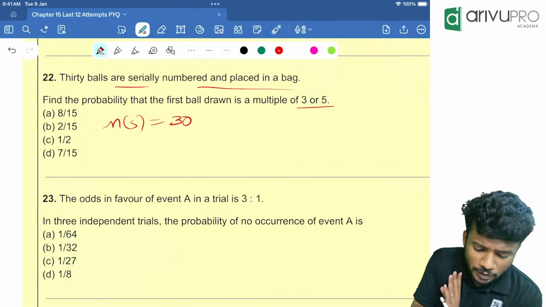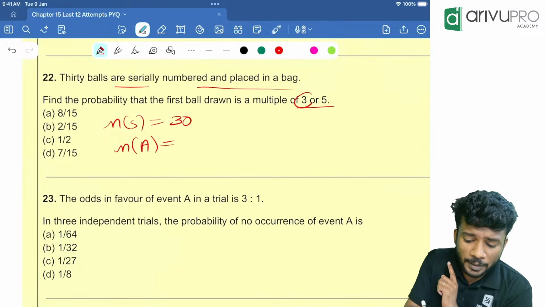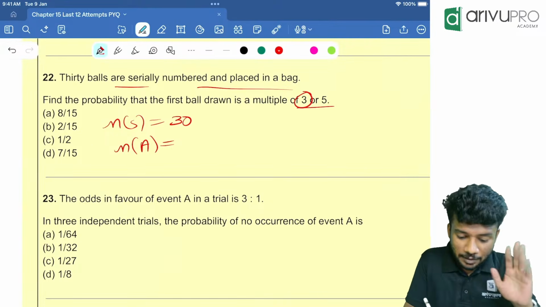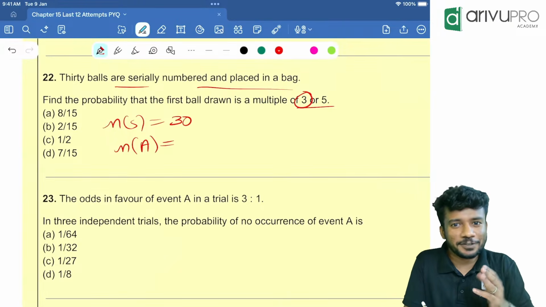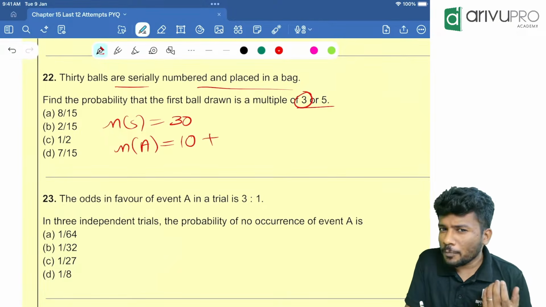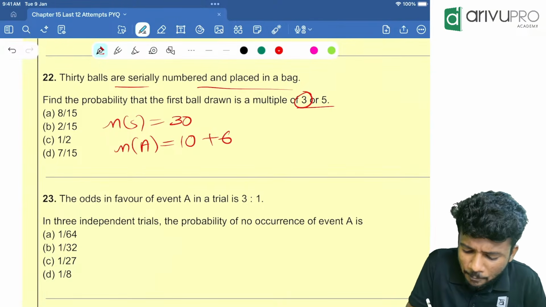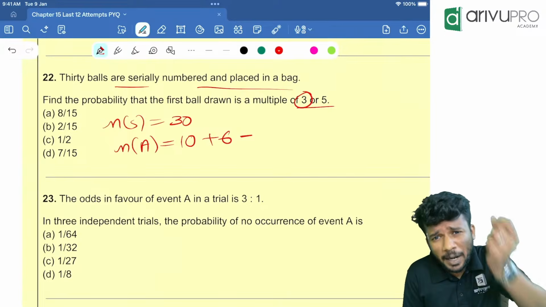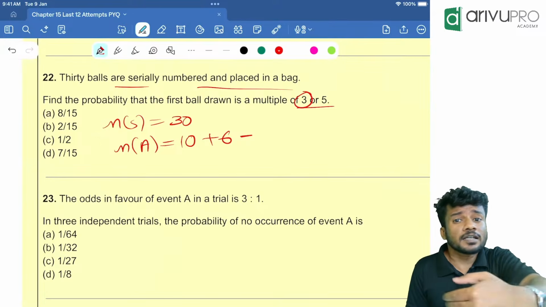Then you tell me what N of A is. First of all, you should know how many numbers are a multiple of 3 between 1 and 30. We know that 3 is there, 6 is there, 9 is there, and so on. 30 divided by 3 itself gives the answer, that is 10. Plus, how many are multiples of 5? 30 by 5 is 6. That means 6 is there. But we need to reduce one value over here. Some are multiples of both 3 and 5, and we already took them one time, so the repetition should not happen.